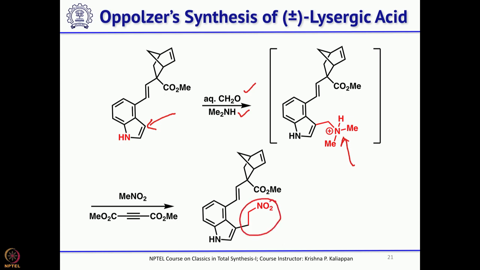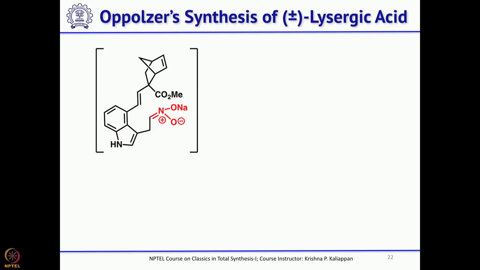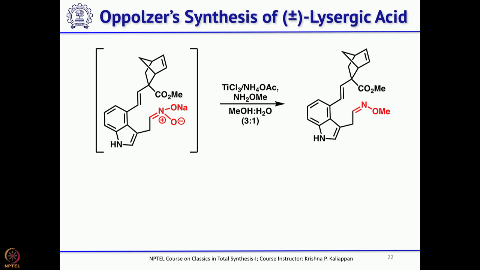CH2CH2NO2. Okay. From this CH2NO2, he needs a double bond N and OR. So he needs an imine. Okay, so the imine should be there for an intramolecular Imino-Diels-Alder reaction. Okay. So what he did, first he treated with sodium ethoxide in methanol. So that forms this intermediate. This intermediate, when it forms, you can immediately recall. So this is nothing but Nef reaction.